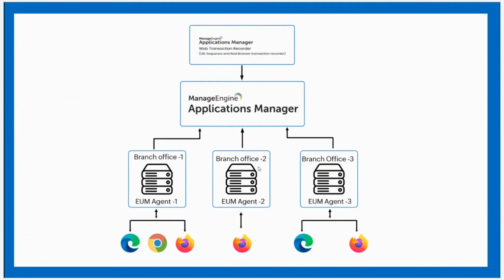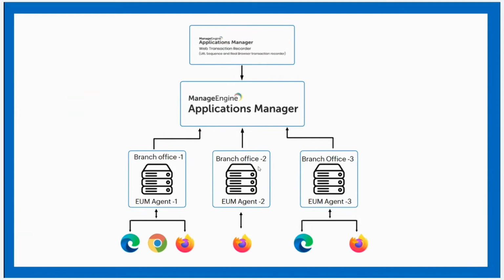So let's say we are hosting an event in your office and you've created a registration form for the same. All the employees need to register for the event, which means employees from all your branch offices should be able to do so without any hassles. To test this critical workflow of filling the form and successfully registering for the event, you can use Applications Manager's real browser monitoring feature. For that, you'll first need to install EUM agents in all your branch offices.